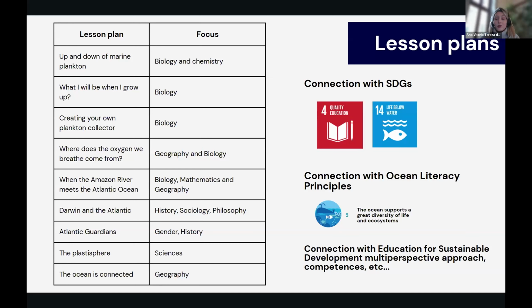So how especially women perceive this environment and are connected to this environment and are leading as well different types of initiatives in the Atlantic.